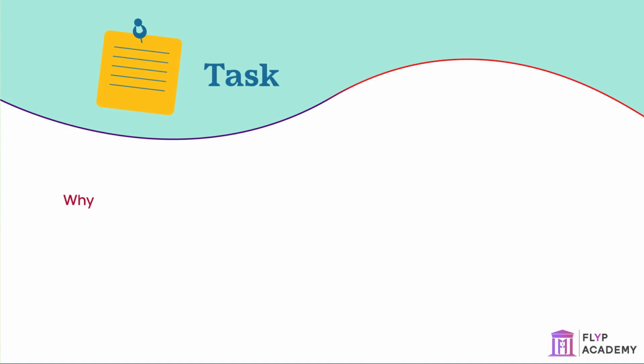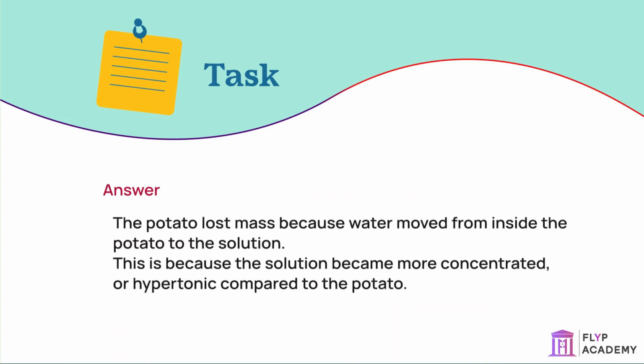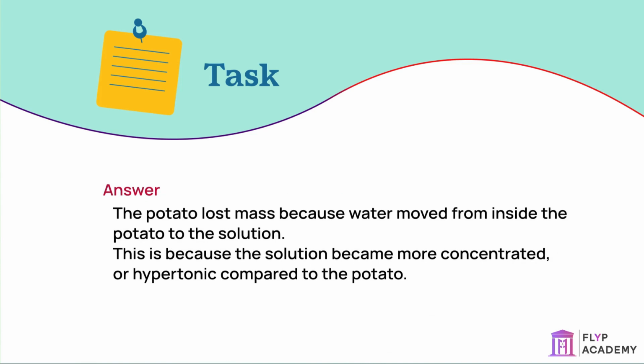Task: why did the potato lose mass? The potato lost mass because water moved from inside the potato to the solution. This is because the solution became more concentrated or hypertonic compared to the potato.